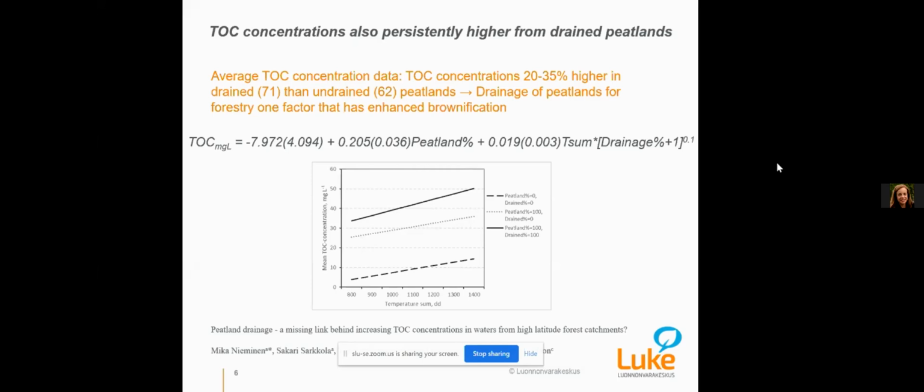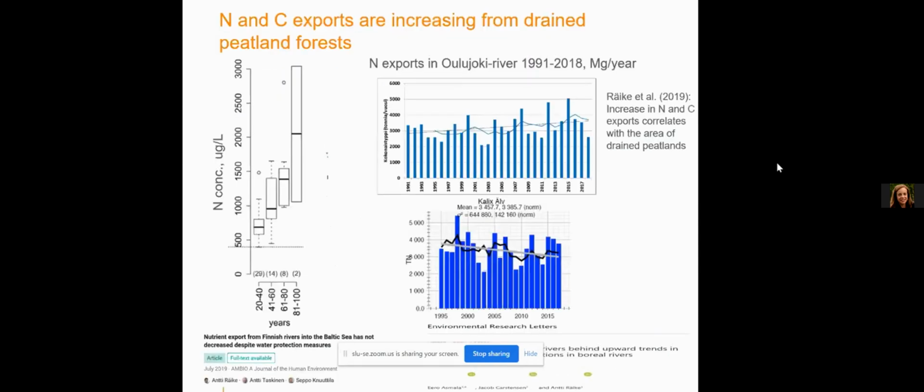There are, of course, these more widespread factors like decreased sulfur deposition and climatic warming. But this study indicated that drainage of peat soils for forestry may be one contributing factor in very intensively drained areas such as in Finland and Sweden. Okay, but these are not the only alarming findings related to nutrient and carbon exports from drained peatlands, because we have also found out that they may be increasing from drained peatland forests.